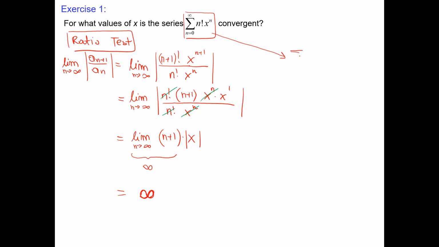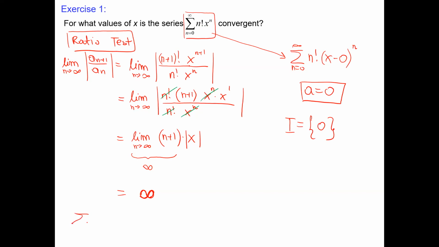That means I can rewrite this as x minus 0. If nothing is subtracted from x, it's of course 0. That means this is the center. And now, the interval of convergence is just 0, just one value. For x equals 0, this power series will converge. And we can even find the sum, n factorial x to the power of n, starting from 0.